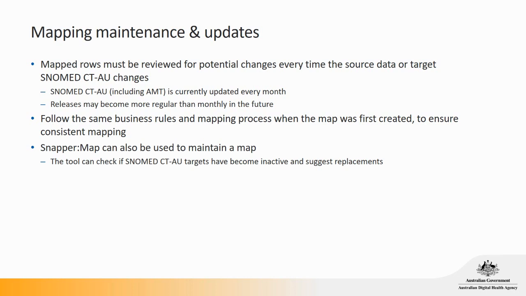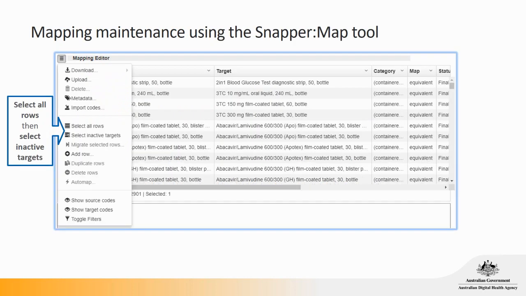Snapper Map can check if SNOMED CT-AU targets have become inactive and suggest active replacements for you, and I'll quickly show you that now. From the Mapping Editor menu, choose Select All Rows and then Select Inactive Targets.